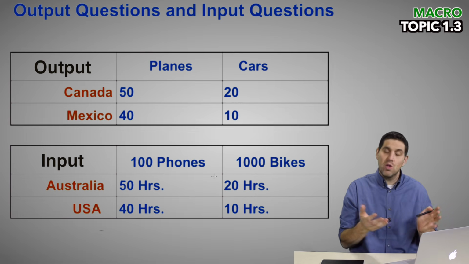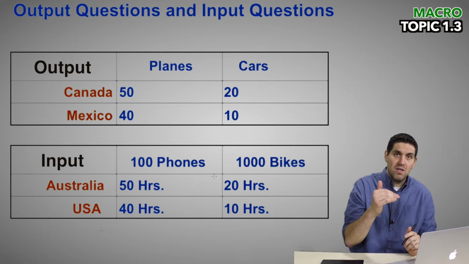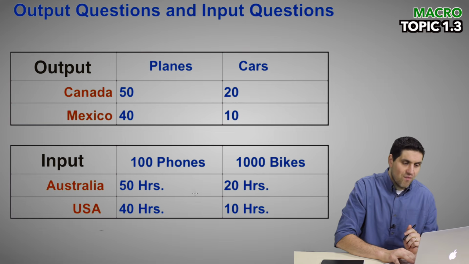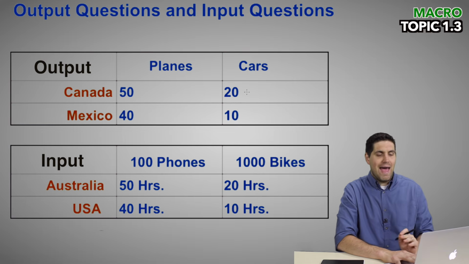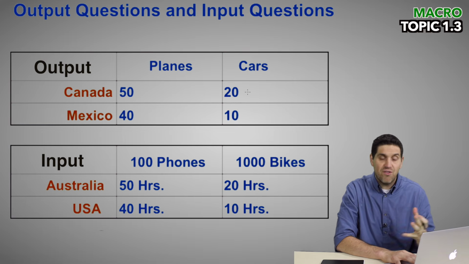What matters is what the question's asking. If it's an input question, and we're looking at hours, or if it's an output question and we're looking at the number of things they're producing, the stuff they're actually making.